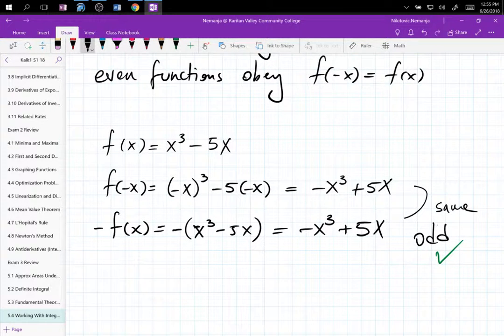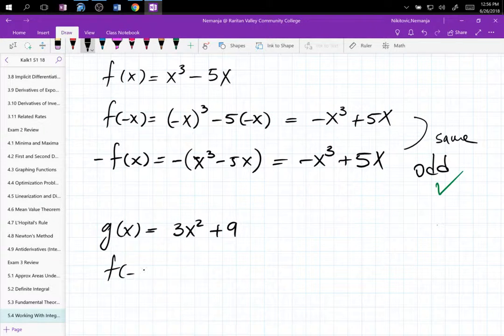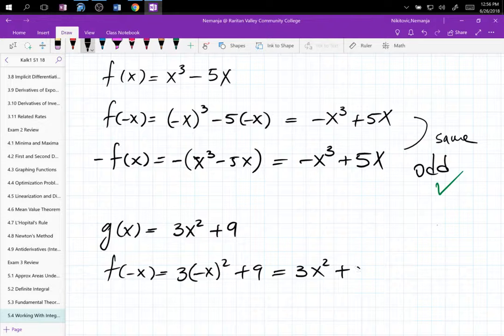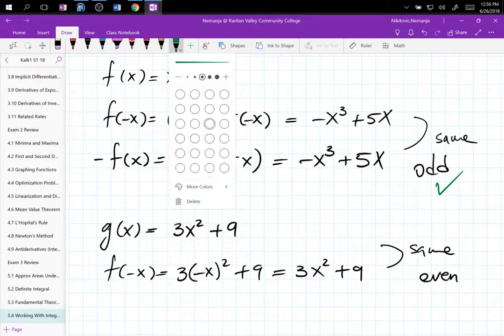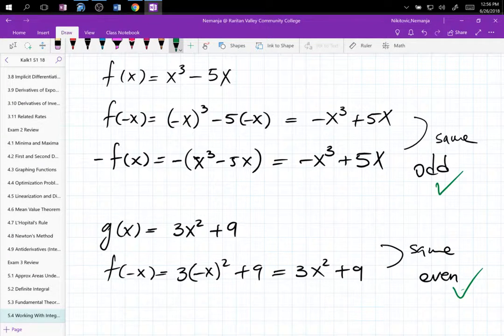Now, if you have a function, let's go with g now. So g of x is equal to 3x squared plus 9. And you compute your g of negative x, it's going to be 3 times negative x squared plus 9, which is still 3x squared plus 9. And that's the same. So it's even. Please pay attention. It's clearly g of negative x.